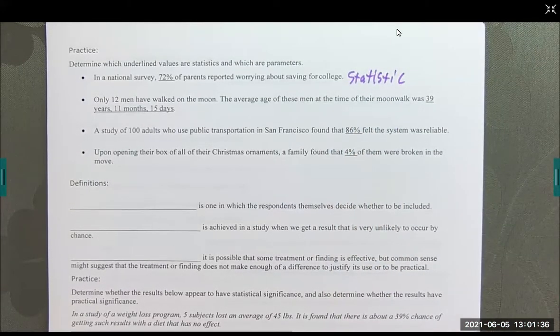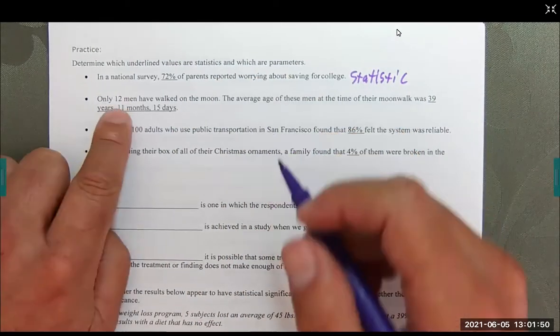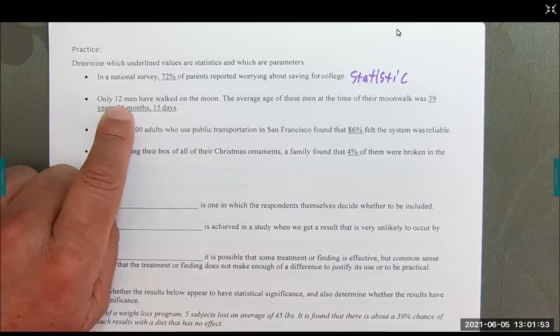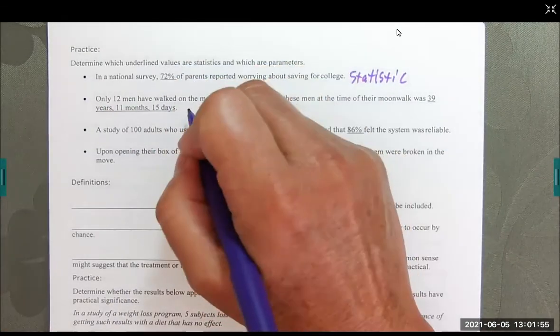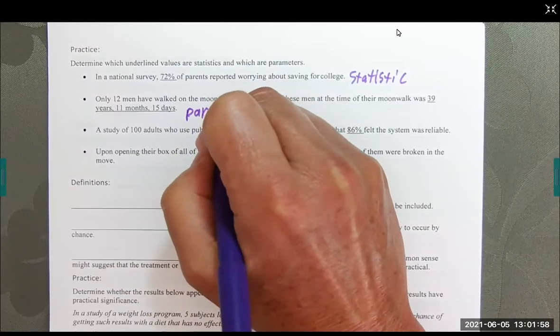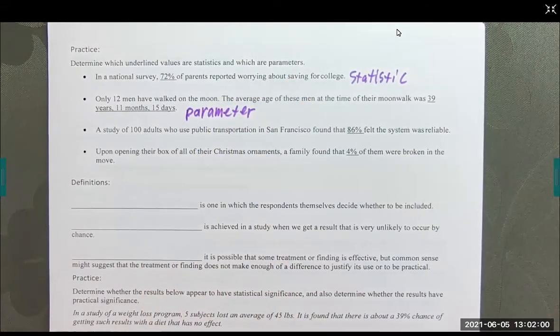Next up, only 12 men have walked on the moon. Hopefully that will change soon and will include women. The average age of these men at the time of their moonwalk was 39 years, 11 months, and 15 days. Now, this is a parameter because it's taking into account all the people that have walked on the moon. Now you might be thinking to yourself, that's only 12 people. Yes, those are all 12 of the people who have ever walked on the moon. So that's the 100% population that have walked on the moon.